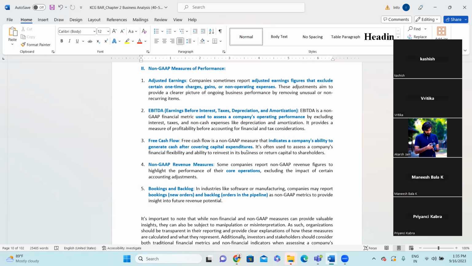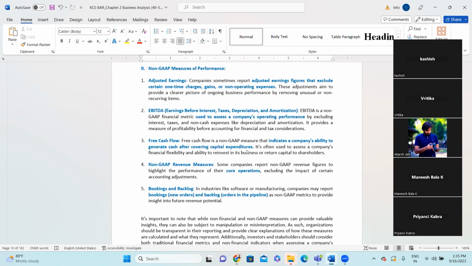But on the other hand, if you see in all MIS reports, in all discussions with investors, all discussions with lenders, EBITDA is the key performance indicator most of the time, right? So it's not required as per GAAP, hence it's a non-GAAP item, but it is a very important item. EBITDA is a non-GAAP financial metric used to assess the company's operating performance by excluding interest.